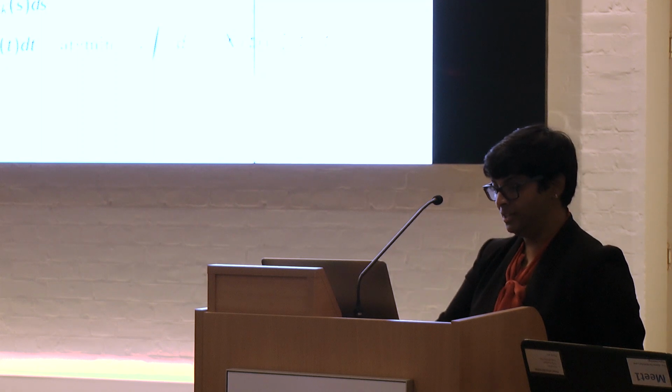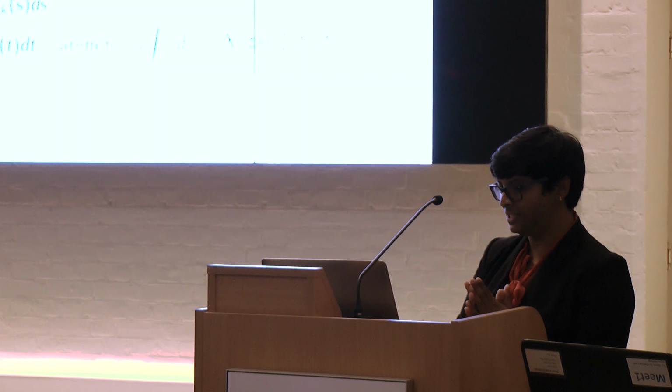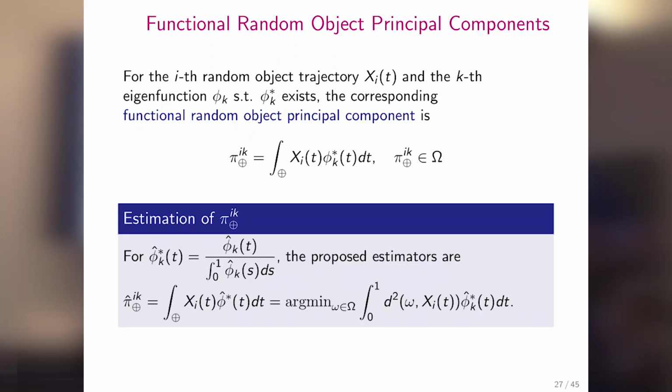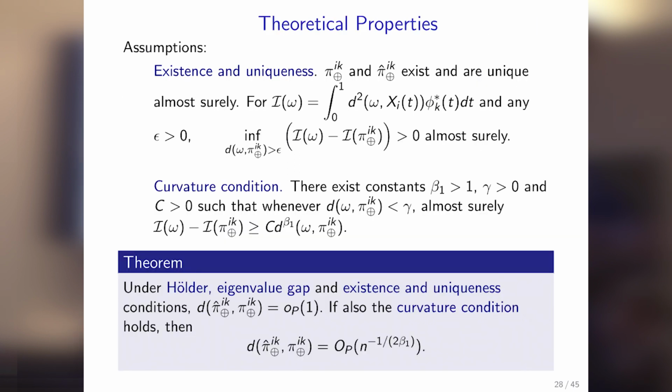And luckily, these Fréchet integrals have the benefit of being limits of M-estimators. So basically we can tap into the theory of M-estimation to establish their consistency and also obtain a rate of convergence. So under basic assumptions like existence and uniqueness, which is standard from the theory of M-estimation, we can show that the Fréchet integrals are consistent. And additionally, if we have a curvature condition on the Fréchet criterion function, then we can derive a rate of convergence in terms of beta 1, which also appears in the curvature condition.